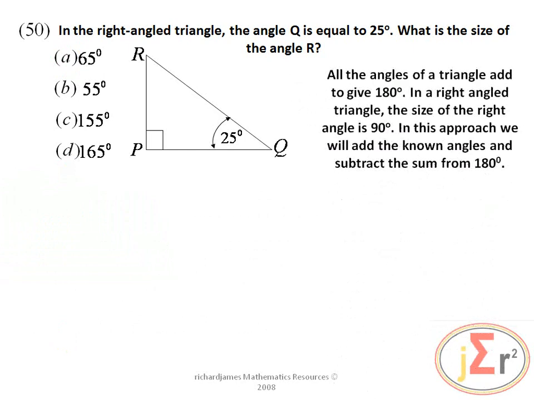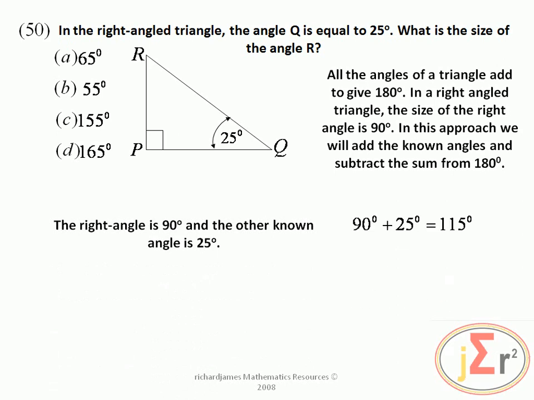All the angles of a triangle add to give 180 degrees. In a right angle triangle, the size of the right angle is 90 degrees. In this approach, we will add the known angles and subtract the sum from 180 degrees. The right angle is 90 degrees and the other known angle is 25 degrees. So we are going to add those two angles and we get 115 degrees.